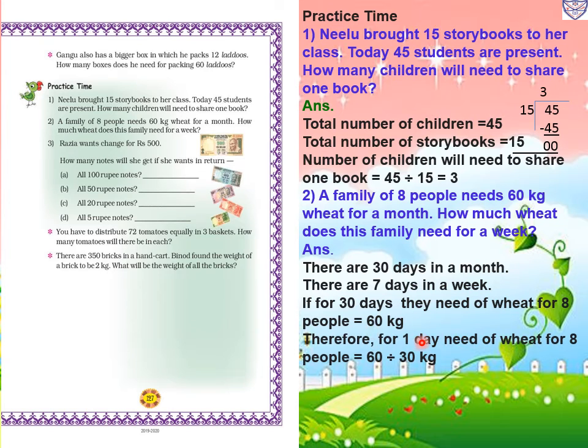So therefore 1 day need of wheat for 8 people equal to 60 divided by 30 kg. So we will get 2 kg. 30 to the 60. So therefore for 1 day they will need 2 kg of wheat. So in a week how many days are there? 7 days. So 7 days need of wheat for 8 people equal to 2 kg multiplied by 7. So that is 14 kg. Now for a week they required 14 kg of wheat for 8 people.